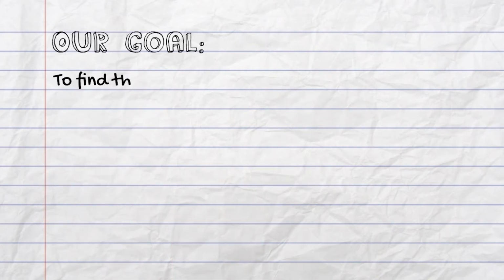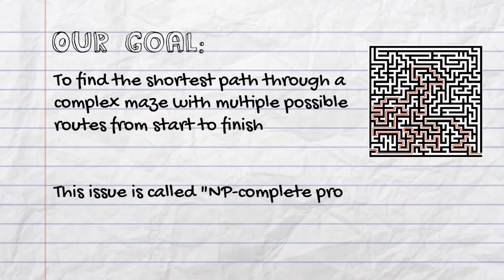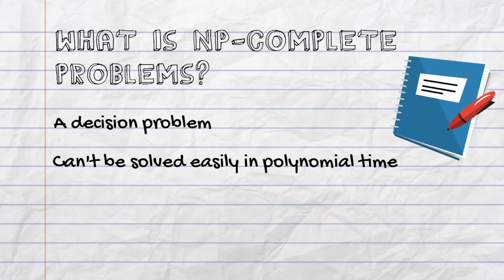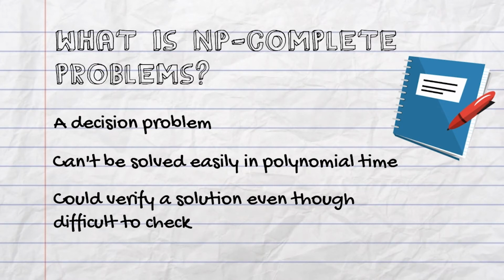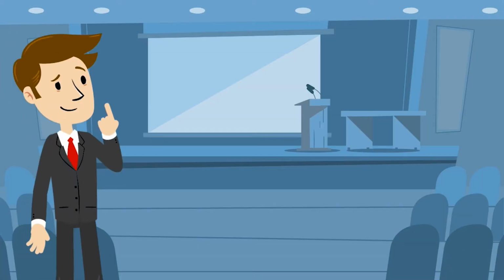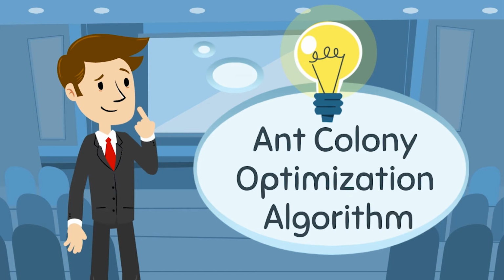Our goal is to find the shortest path through a complex maze with multiple possible routes from start to finish. This issue is called an NP-complete problem. What are NP-complete problems? It is a decision problem where we could verify a solution easily, even though it's sometimes difficult to solve. How can we solve this? Yes, ant colony optimization algorithm.